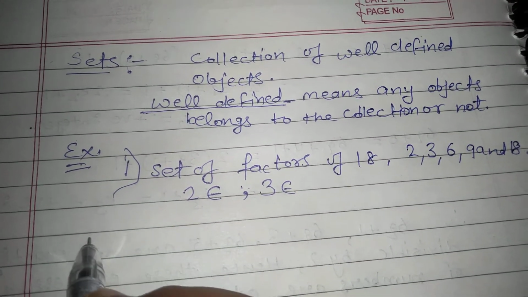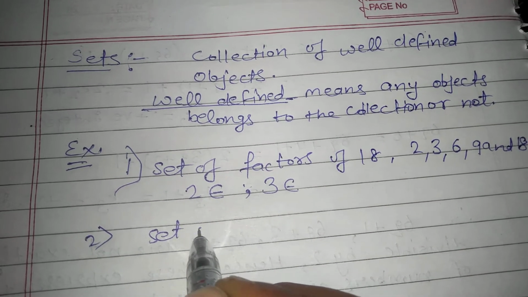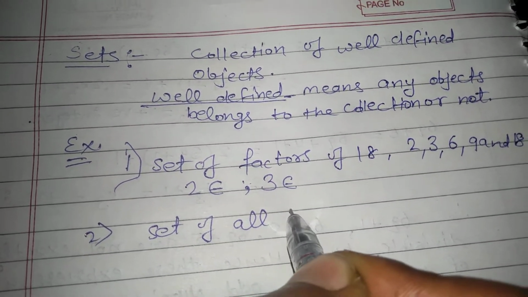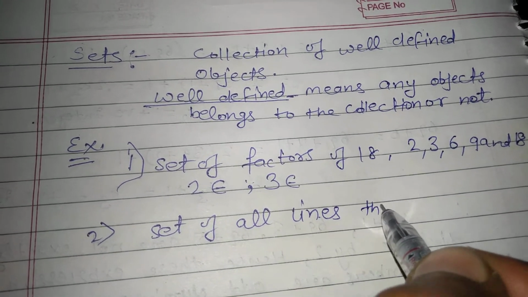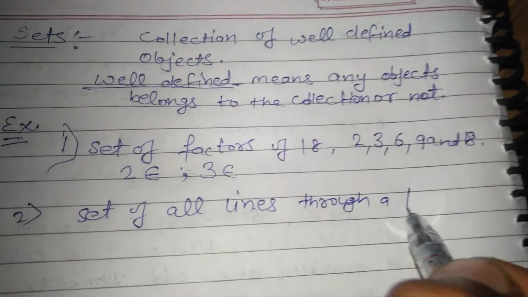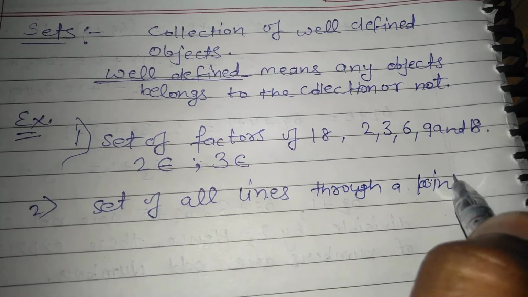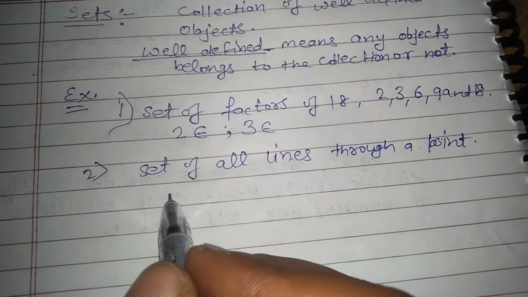Another example, set of all lines which pass through a point, that is a set.